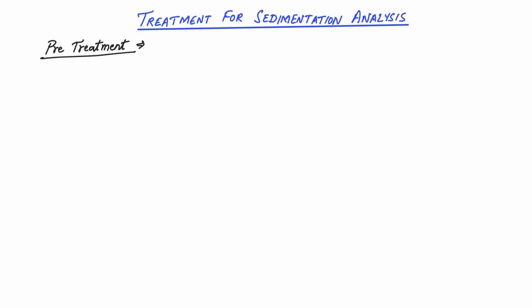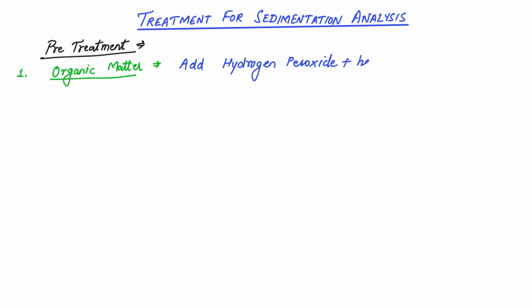If I am talking about the pre-treatment, then firstly the soil is treated by hydrogen peroxide to remove organic matter. So for the removal of organic matter, we add hydrogen peroxide. This hydrogen peroxide acts as an oxidizing agent, and along with that you also increase the temperature up to 60 degree centigrade. And this is your first treatment that you provide here.